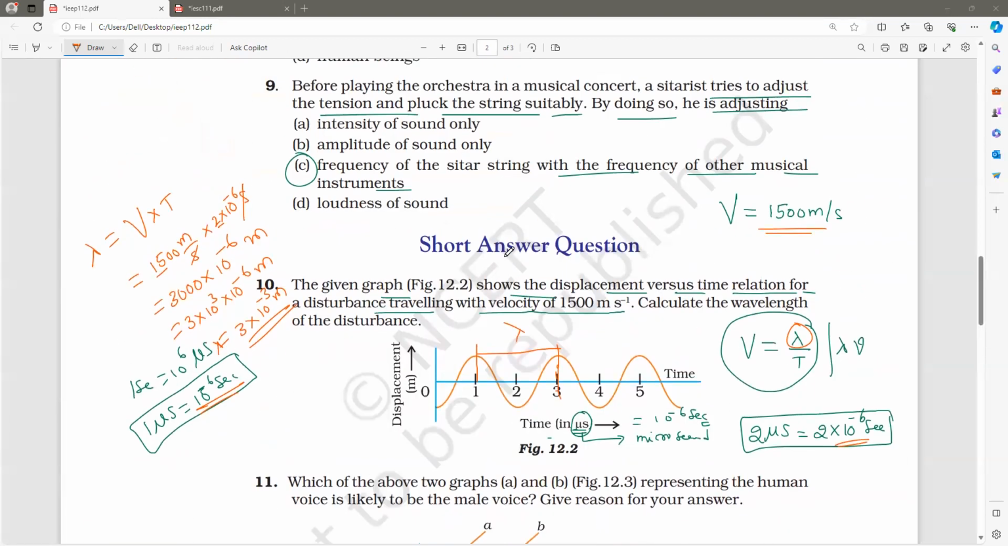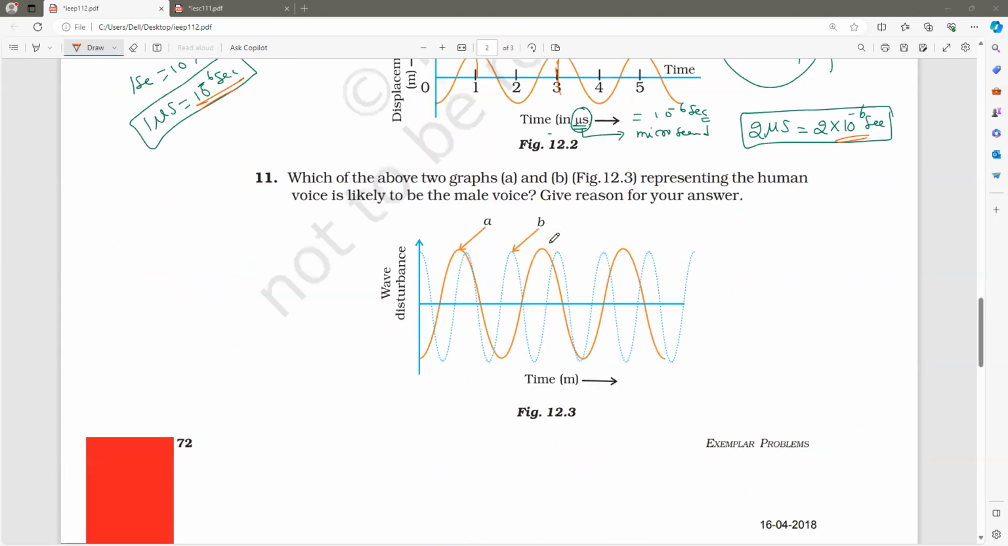Next question. Completed this question, everybody? Yes, sir. Next solve. Which of the above two graphs, A and B, representing the human voice is likely to be a male voice? Give reasons for your answer. Male voice and female voice. Male voice, what is it having? Female voice, what is it having? You all people know. Anybody?